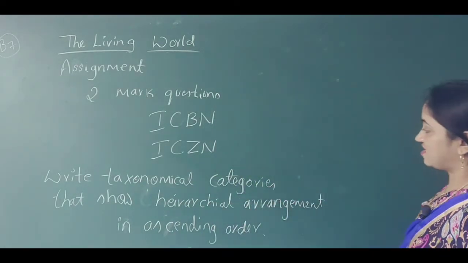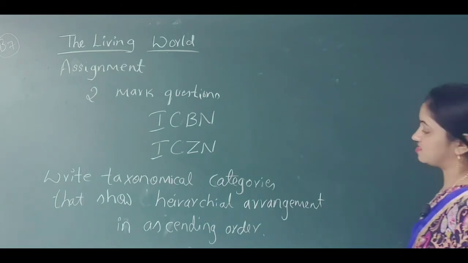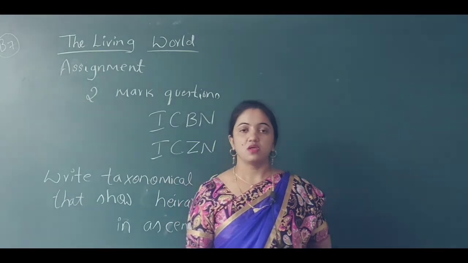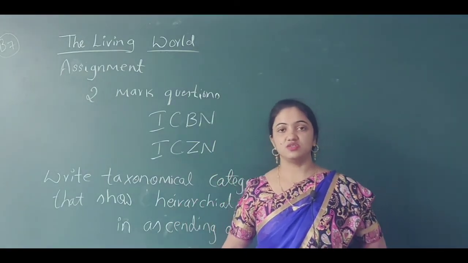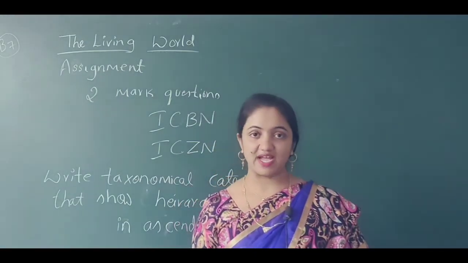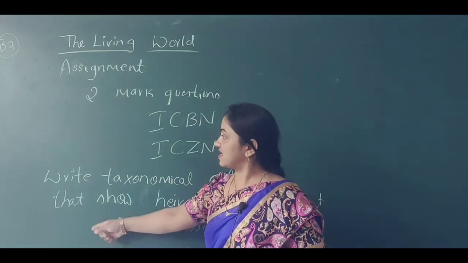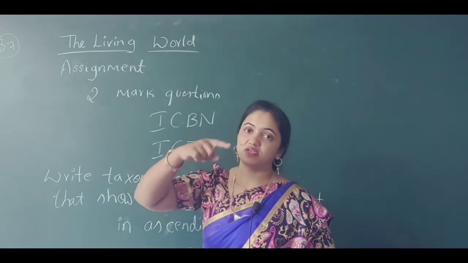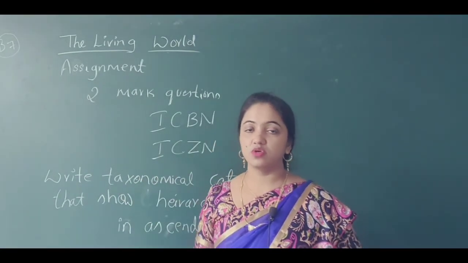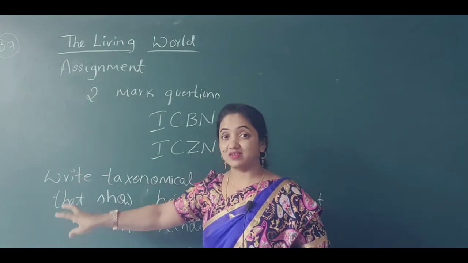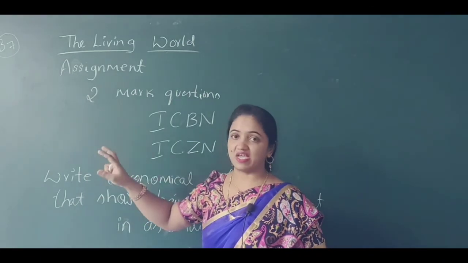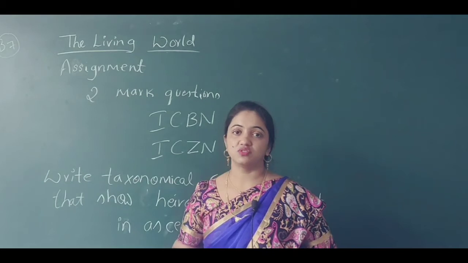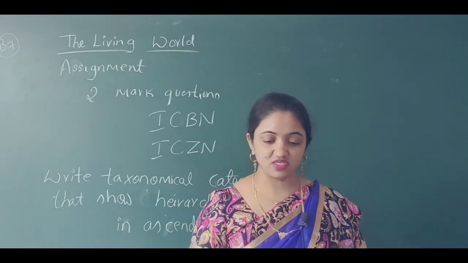So you have to write only the hierarchical arrangement. If you look back at the sessions, this comes under the concept of taxonomical categories itself. On this side, I wrote the units of classification by putting arrow marks. So if you write those units of classification, putting arrow marks, what comes one after the other, that will be the answer for this question.